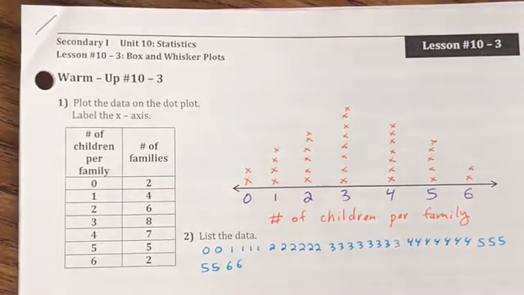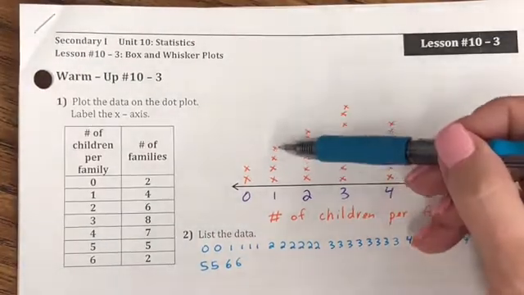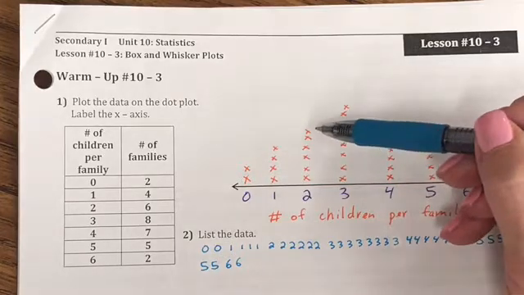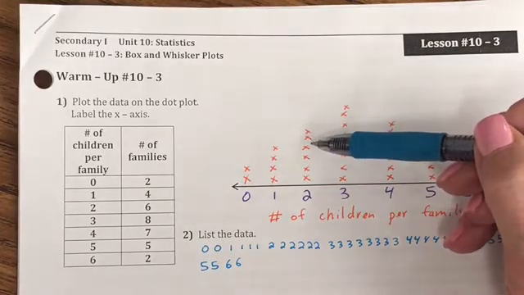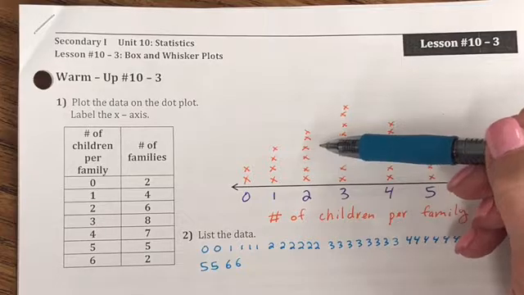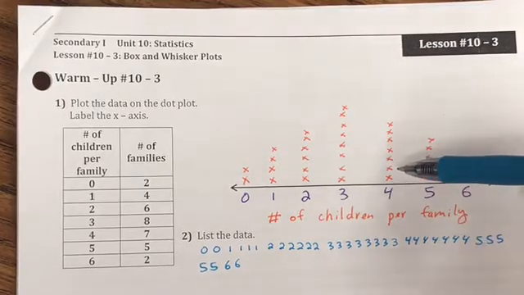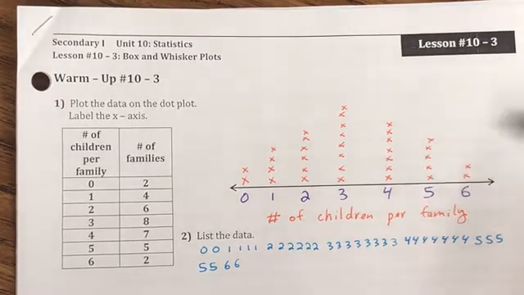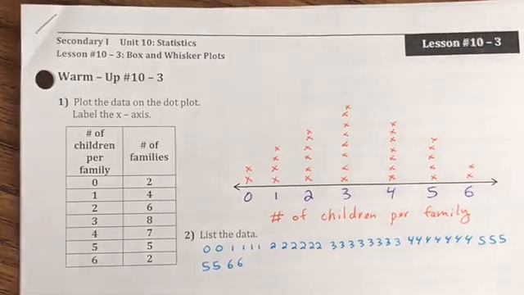Okay, so how many families were surveyed? We're going to count this up. So we've got 2 plus 4 is 6, plus another 6 is 12, 20, 27, 32, 34. So 34 families were surveyed.